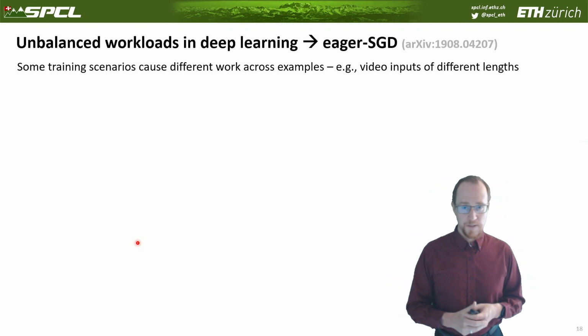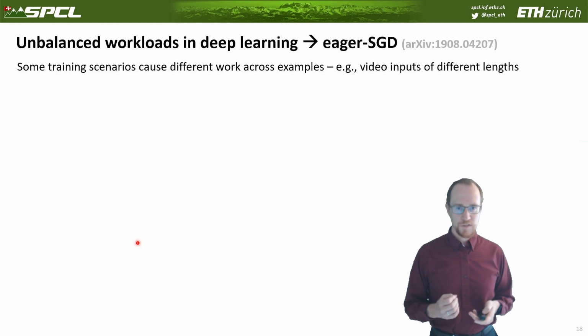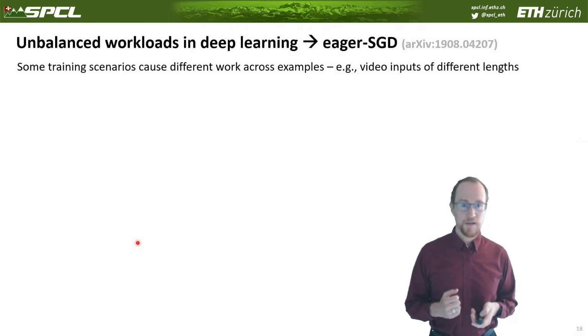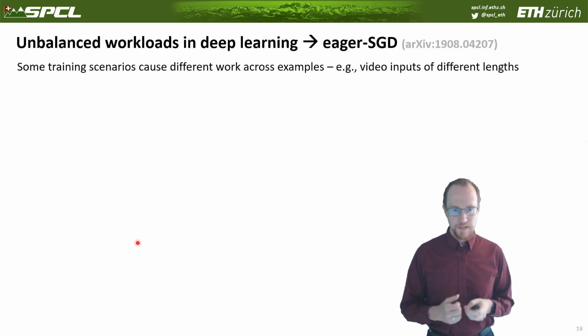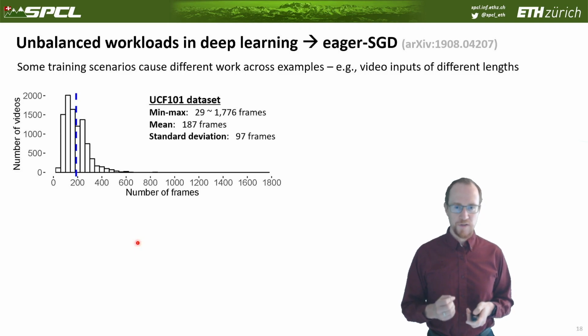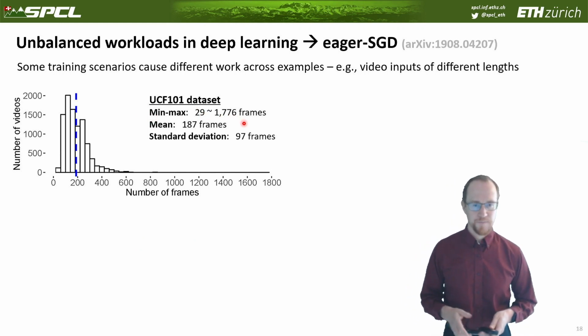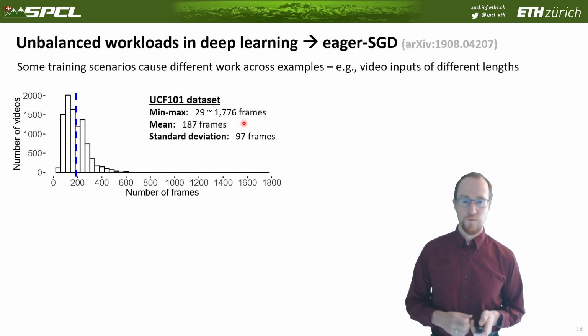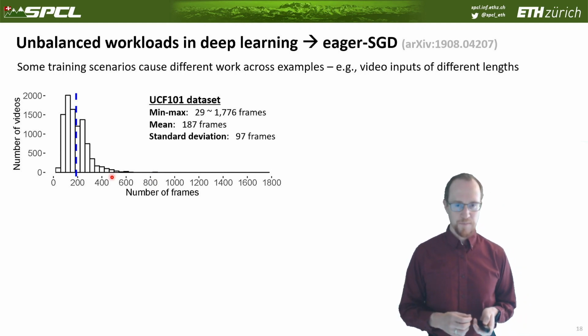Trick number 2 actually aims at another problem. Some workloads are in fact quite unbalanced, which means that some examples take longer for processing than other examples. For example, video inputs. I have videos of different length, so each video is an example, but these examples are different length, and they may now vary in their processing time for the input. So here's a very particular data set, that's the YouTube data set, where the videos range from 29 to nearly 1800 frames. So the mean is 187 frames. You see the distribution, so there's a pretty long tail, and the standard deviation is actually a little bit more than half the mean.